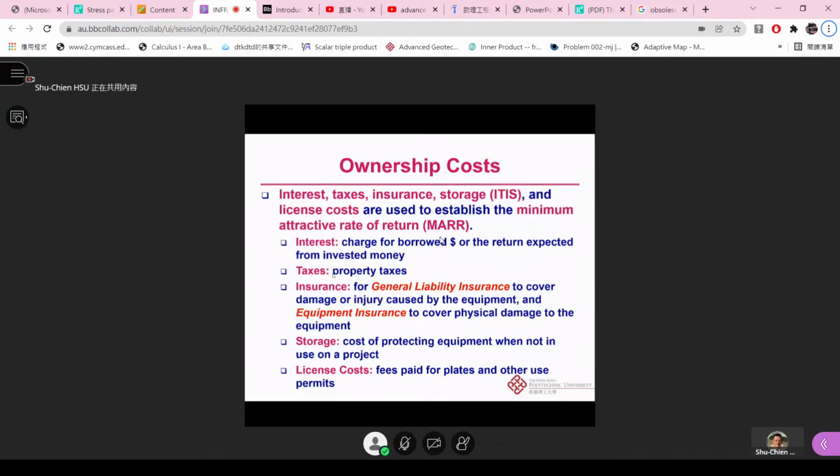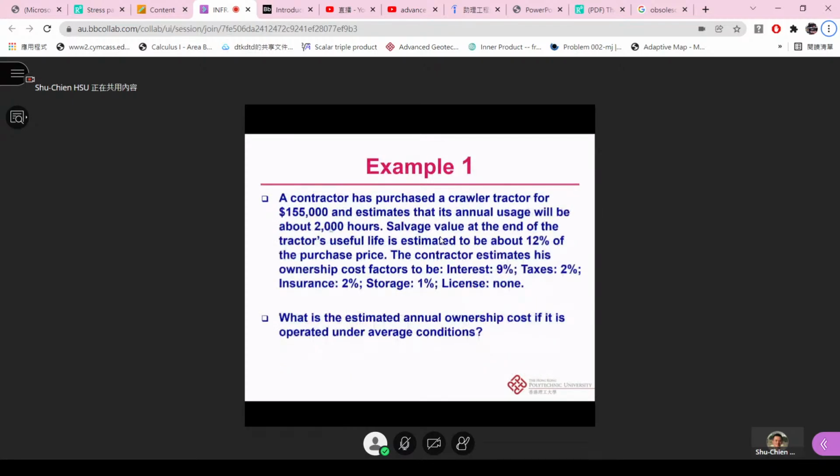Some other things that you may need to pay for are collision and corrosion coverage, the equipment insurance that covers physical damage to the equipment. Storage is the cost of protecting the equipment when not in use on projects. Also the license costs, like paying for plates and other use permits. All right. So now, how can we take all this into account? I'll give you a simple example, though the examples we'll discuss from now on will be much more complicated than the one we just showed, okay, like previously.